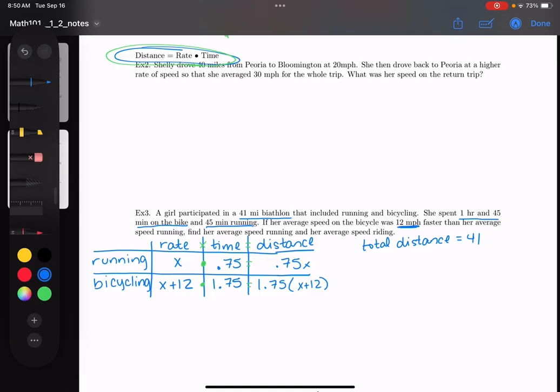So now we have some stuff for the distance. I also know total distance. So I can add my two distances together and it should equal my total distance. So now I'm going to go ahead and make my equation. So I'm taking this stuff and this. So I have 0.75x plus 1.75 times x plus 12 is equal to 41.